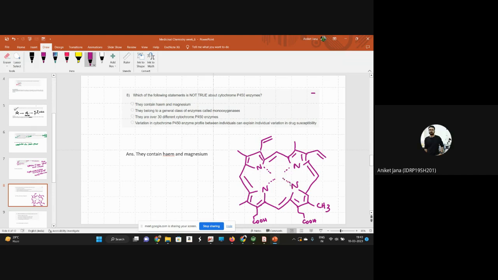So what do we call this cage system, present in various kinds of biologically active systems? This is the tetrapyrrole system, a conjugated one. This has a very common name. What is it? Porphyrin. This is the heme group.